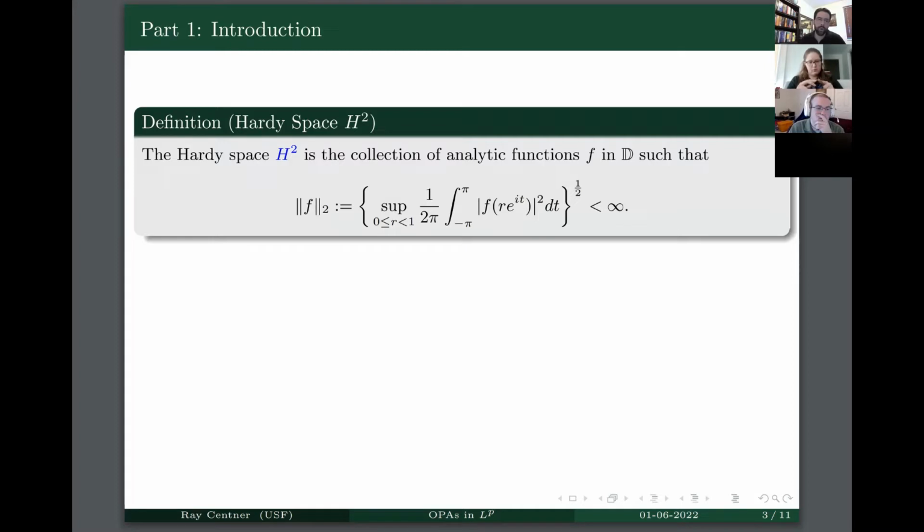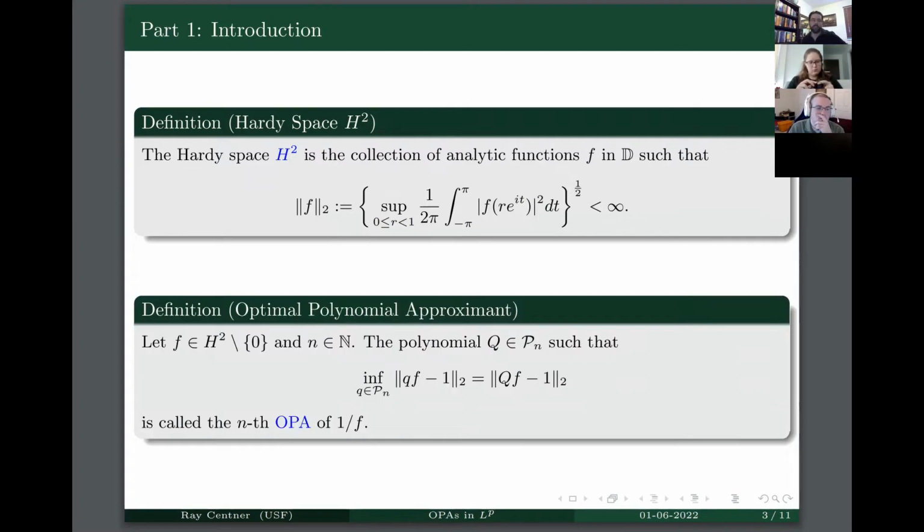In this context, what exactly is an optimal polynomial approximant? Well, you choose any f in H2 and any integer n. The polynomial capital Q which minimizes this norm is called the nth OPA of 1 over f. We're minimizing the norm of qf minus 1, where little q ranges over the set Pn, which is the collection of polynomials of degree at most n.